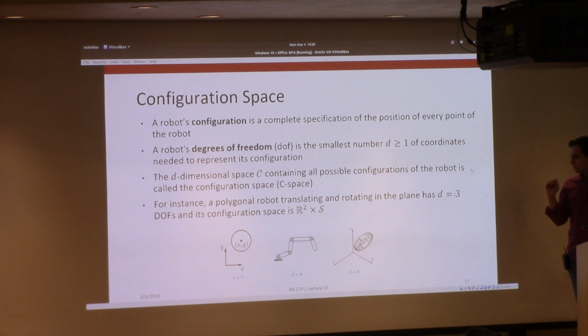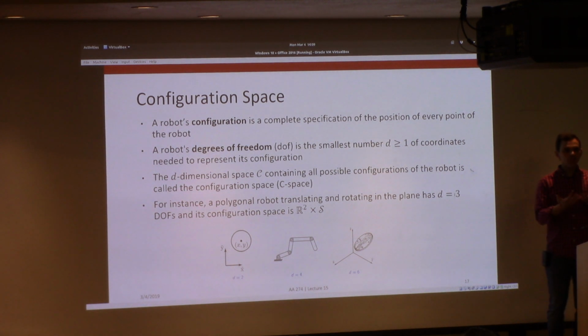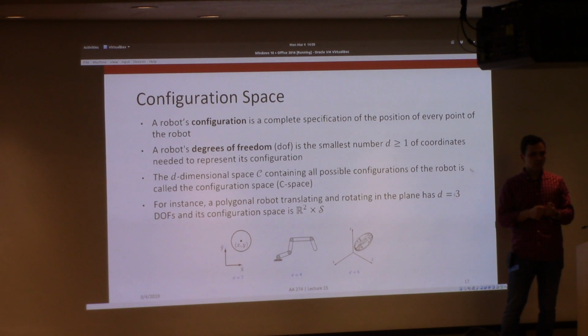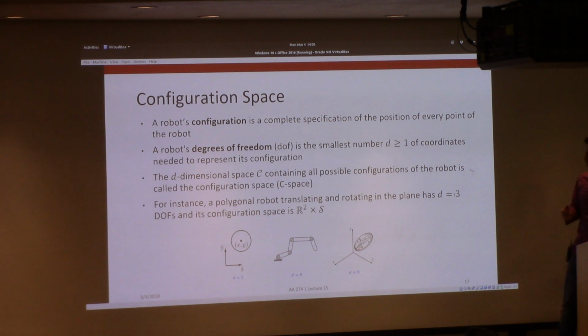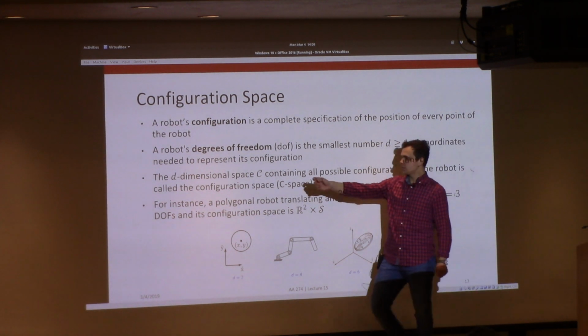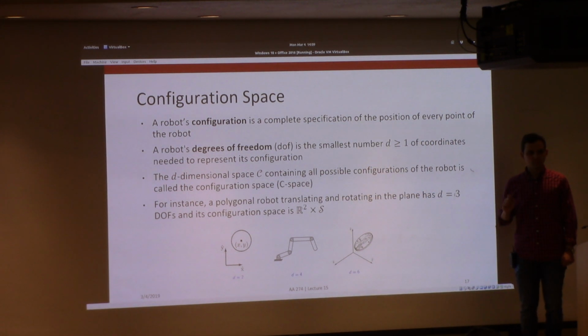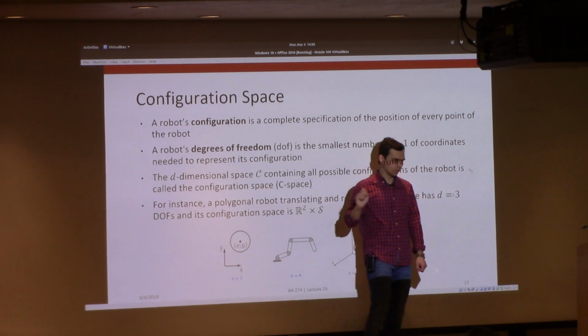So the point I want to make here is that even though our robots live in a 2-dimensional or 3-dimensional space, they actually induce a more complex geometric space that has the same number of dimensions as the number of degrees of freedom of the robotic system. So what is this geometric space? It is the d-dimensional space C containing all possible configurations of the robot. This space is called the configuration space of the problem. Okay?